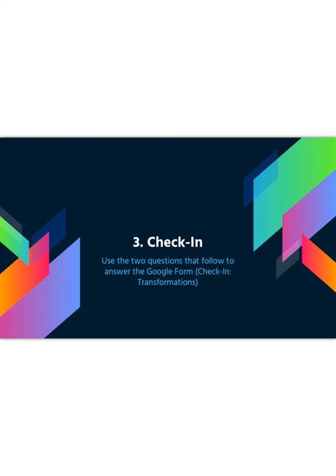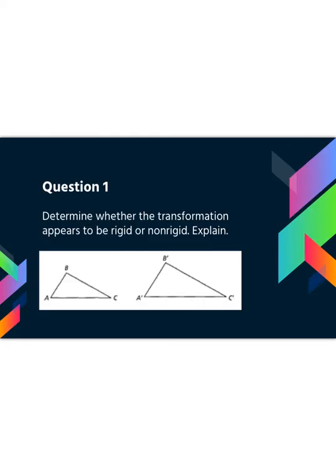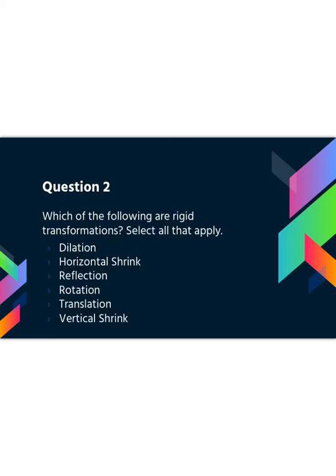So the last part of this video is to do a quick check-in to see what you've learned and see what questions you have. So there's a Google form in your Google Drive folder for the check-in on transformations. And in that Google form, you're going to answer the following questions. Question 1. You need to determine whether the transformation that is shown between the pre-image and image appears to be rigid or non-rigid, and you'll have to explain. The second question is, which of the following are rigid transformations? Select all that apply.